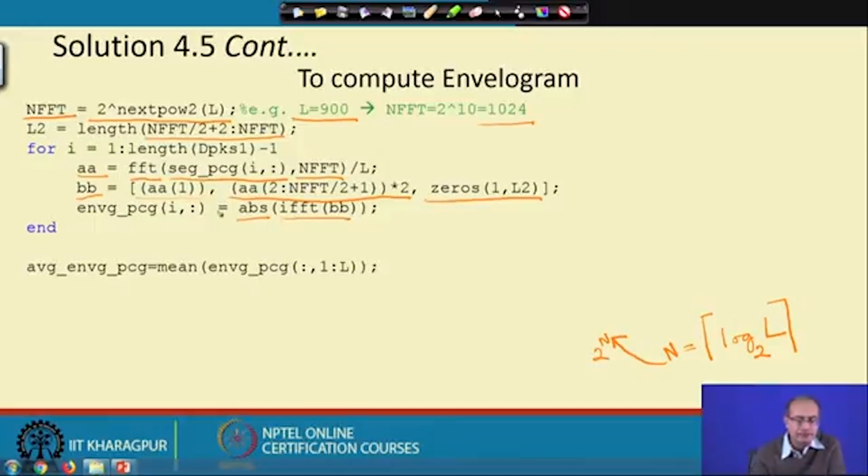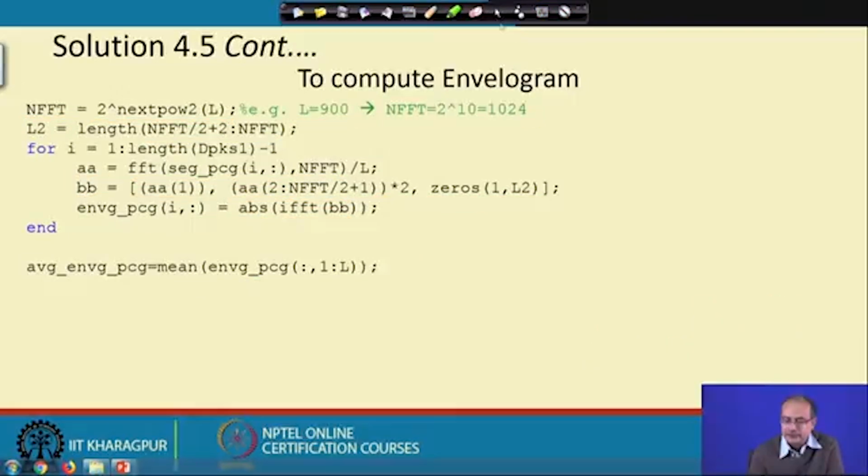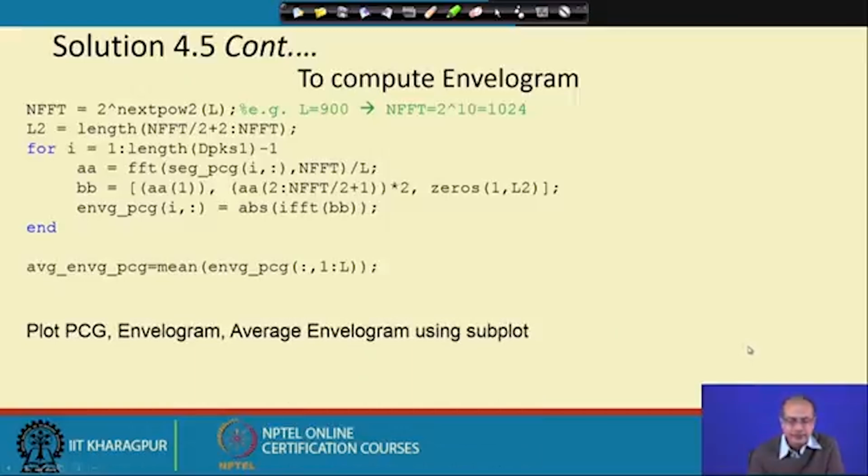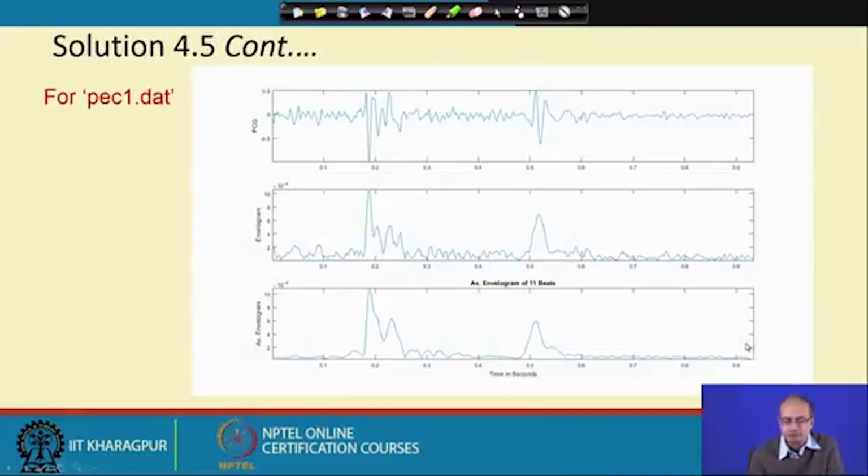And once we have this envelopegram for each of these cycles, then we can take them together and compute the average, okay, by using the command mean. So, that is the simple algorithm here, and that is the way we calculate the average envelopegram. Let us see how the result looks. For that we plot the envelopegram and average envelopegram using the subplot command.